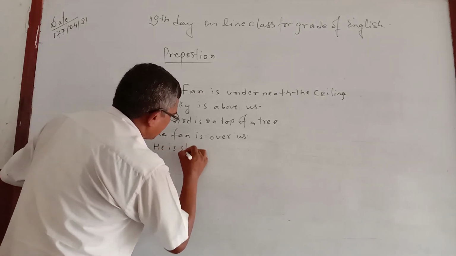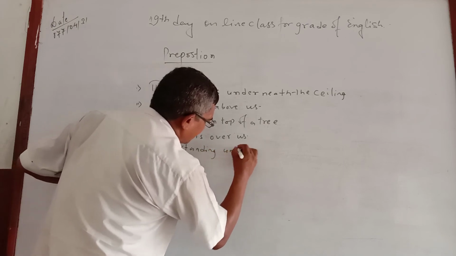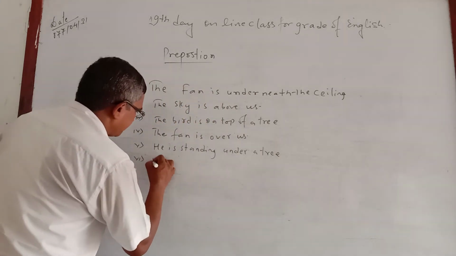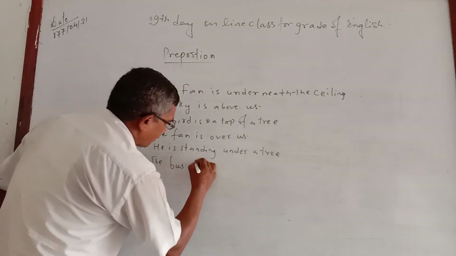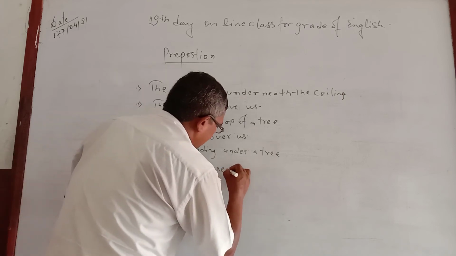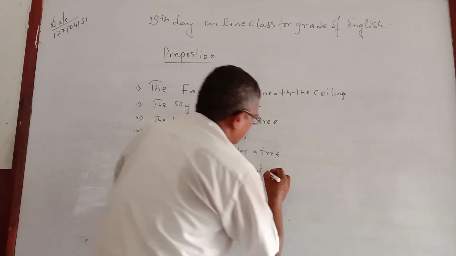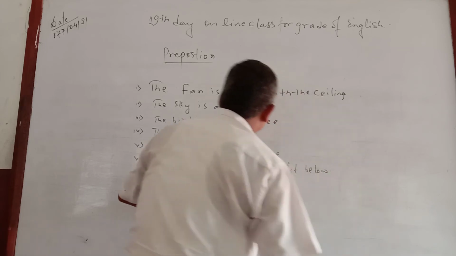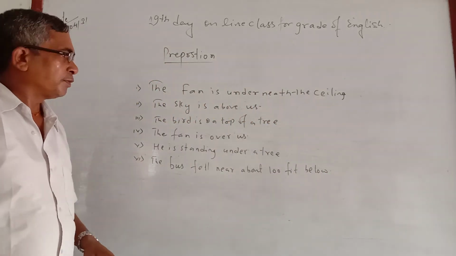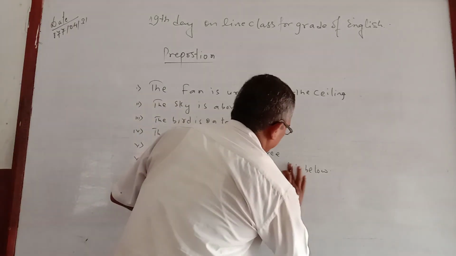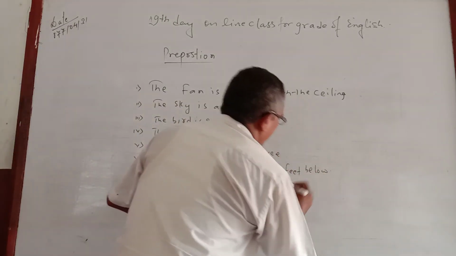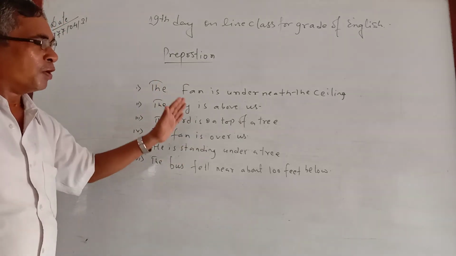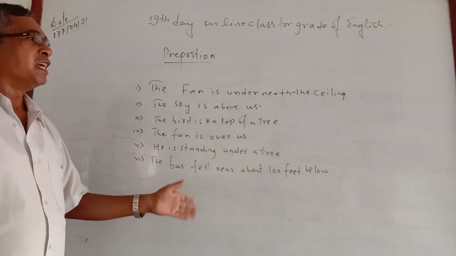Number 5: He is standing under a tree. And the sixth one: The bus fell near about 100 feet below. So these are the 6 examples of underneath, on top of, over, above, under and below.